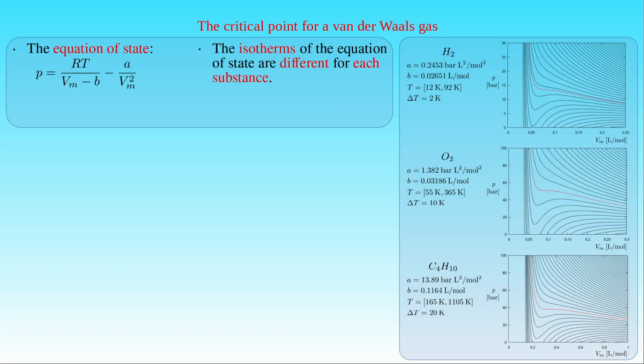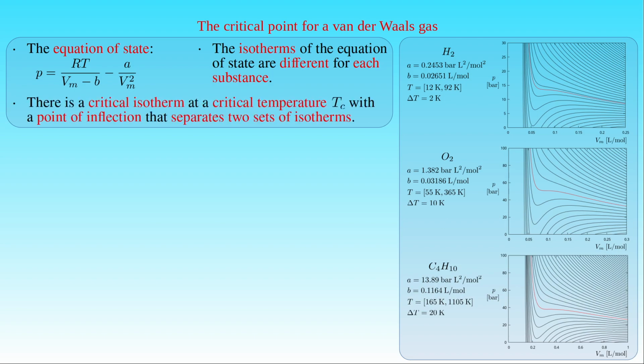Although the scales in these three pressure versus volume diagrams are different due to the different van der Waals constants, the structure of the family of isotherms is determined by the mathematical form of the equation of state, which is the same in each case. We can see a critical isotherm plotted with red color separating two sets of isotherms in each diagram. This critical isotherm at a critical temperature Tc has one point of inflection which is called the critical point of the van der Waals gas.